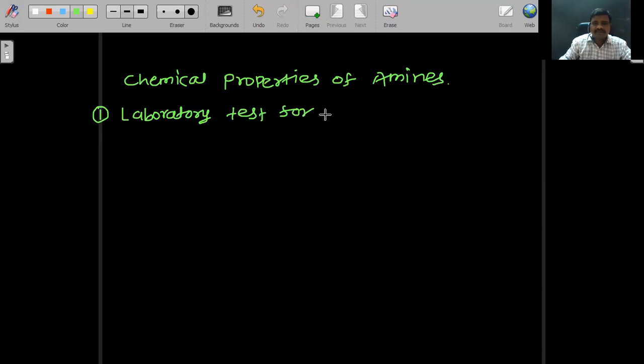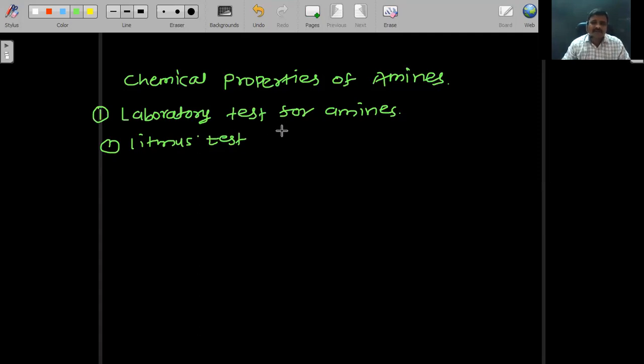Just like aldehydes and alcohols, we have to carry out laboratory tests for amines. The first test is the litmus test. In case of a base, take the given compound and dip the red litmus into that compound. If red litmus changes to blue, that compound is basic in nature.